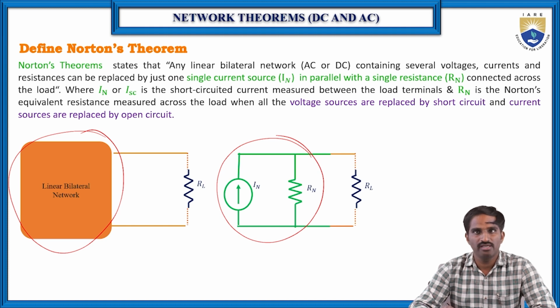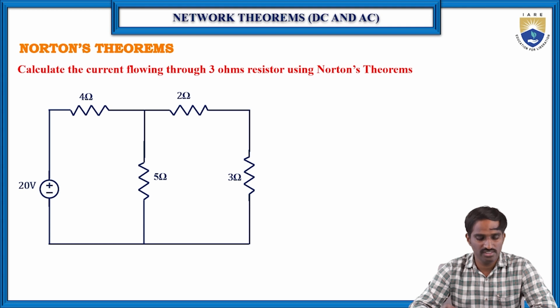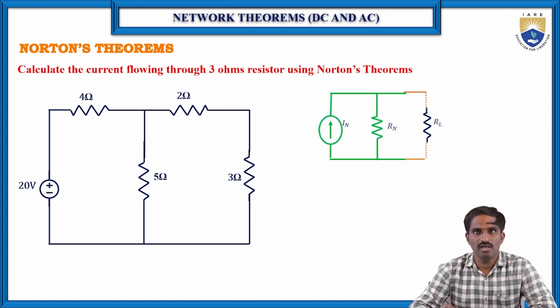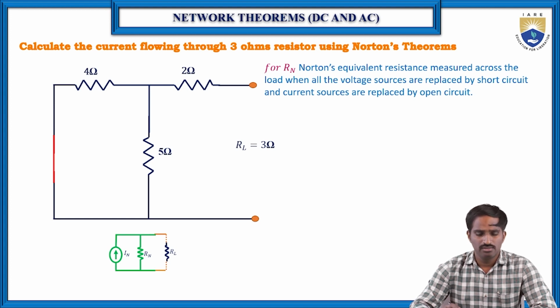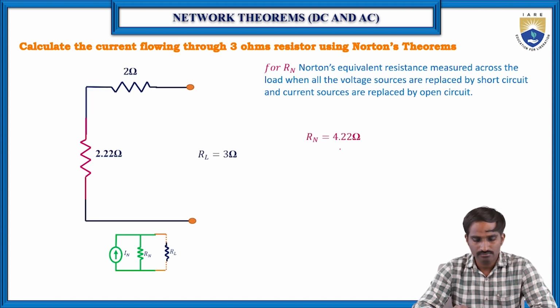Then how do we find I Norton and R Norton? Here again we are considering the same example. To find R Norton, it is the same principle as R Thevenin. We should open these two terminals and find R Norton across them, and all the active sources must be replaced, the voltage sources with short circuits and the current sources with open circuits. Then the R Norton value is equal to 4.22 ohms.